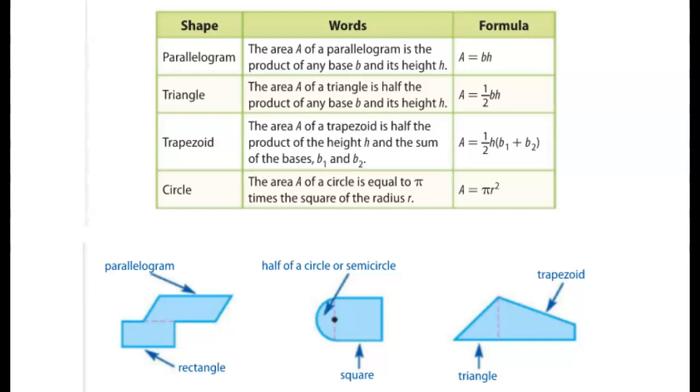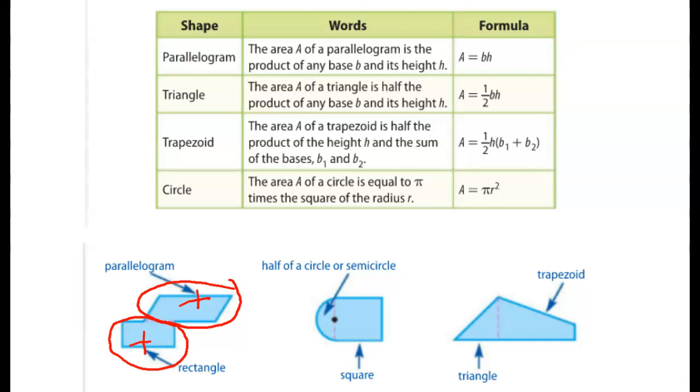All right, everybody, welcome to Chapter 8-3, Area of Composite Figures. A composite figure is simply two or more figures that are added together. So if I have this parallelogram and I'm supposed to find its area, and it's attached to the rectangle here, those are composite figures because they're attached to each other. What we would do is find the area of the parallelogram, then find the area of the rectangle, and then add them together.